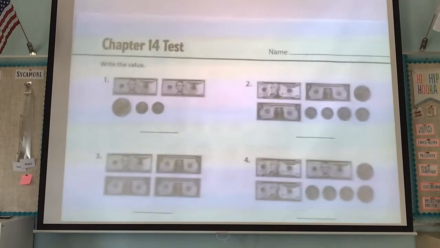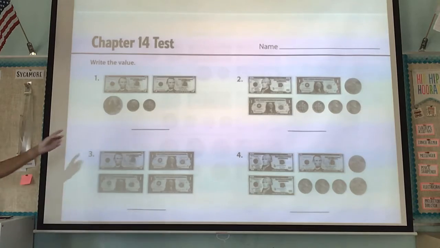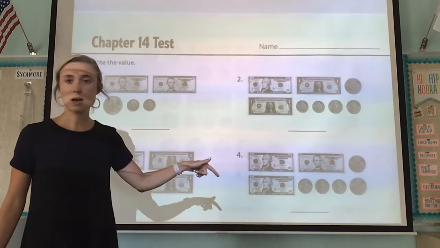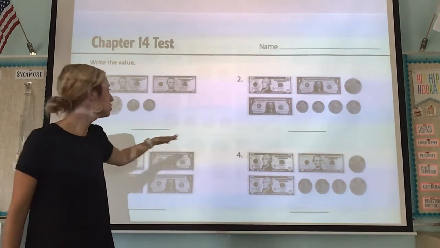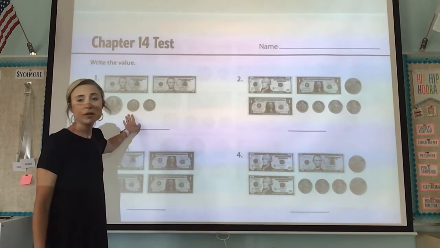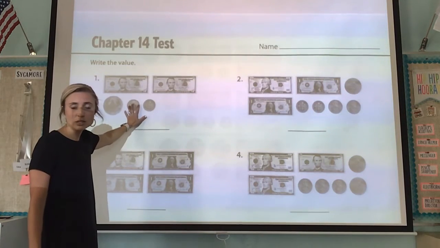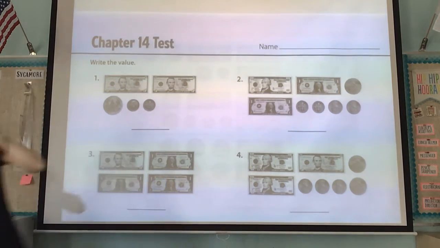So the first page looks like this. The first four problems that you have here are just counting up the money. So again, you don't need to write it, just tell me the total. Now, it's in the email. These are kind of hard to see, so I'm going to tell you what these coins are.